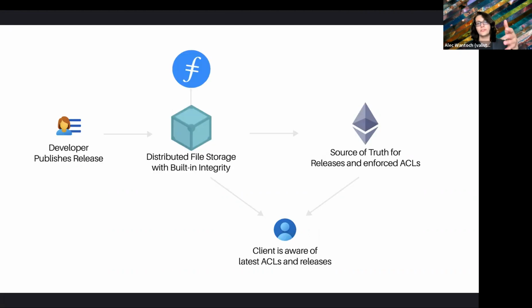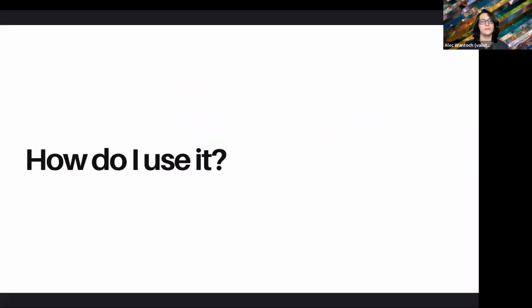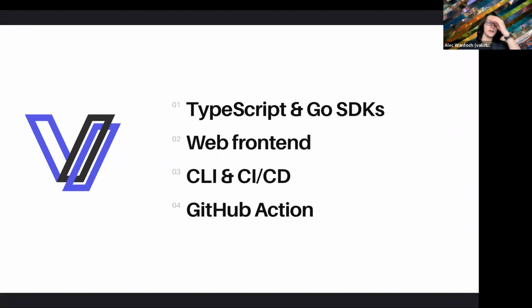So really, all this stuff gets abstracted away into some really nice and clean interfaces that we'll go over right now. So how do I use it? Basically, we have several ways of interfacing with the Valist tool system. TypeScript and Go SDKs, if you want to get really into it. The web frontend is our easiest way. The CLI and CI/CD mechanisms are really easy. And then we have a GitHub action. If you're already doing GitHub releases, this is the easiest way to add Valist publishing to your pipeline. It's basically no config, and we'll go into that in a second.